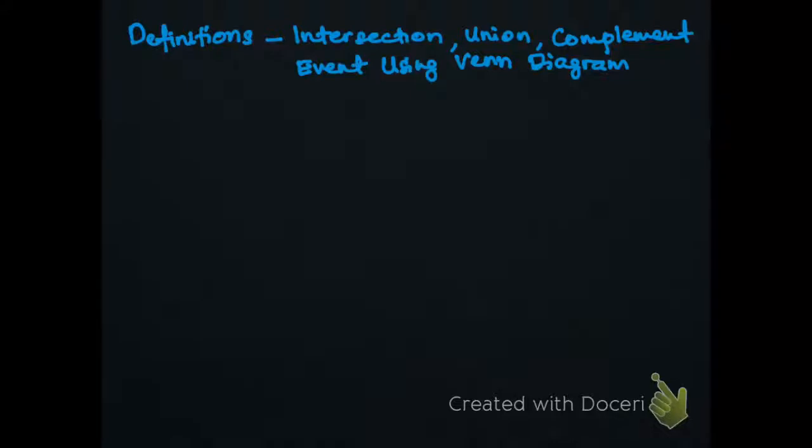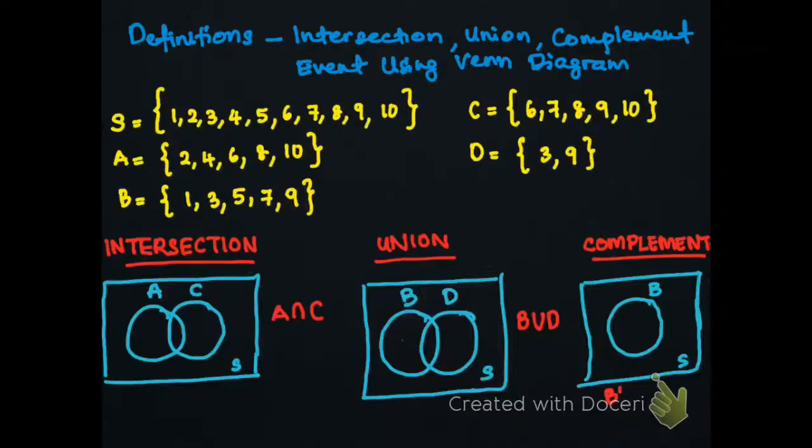Before we move further to the events of probability, let us get into the definitions that we'll usually use in probability, which are the intersection, union, and complement event. Okay, we look at the intersection first.